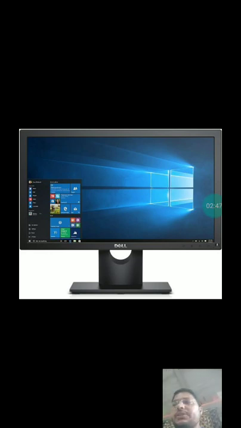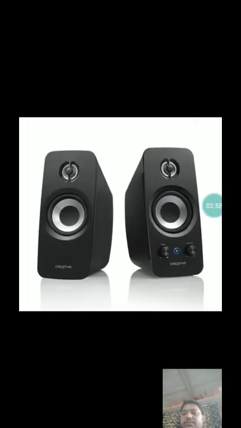Now I discuss output devices. Monitor. The most common output device is the monitor. It looks like a television. Speakers. Speakers are the output devices that are used to listen to music and sound effects from the computer.